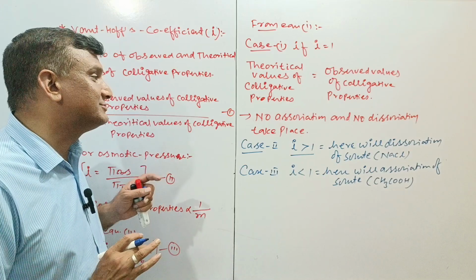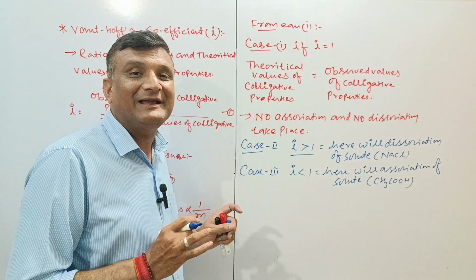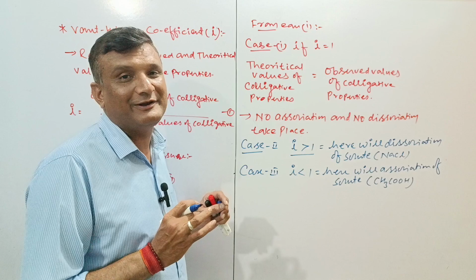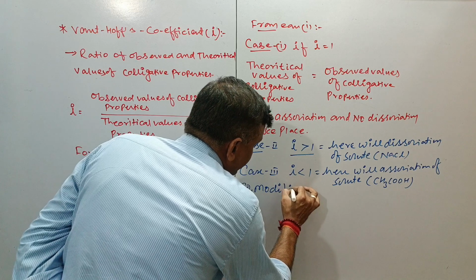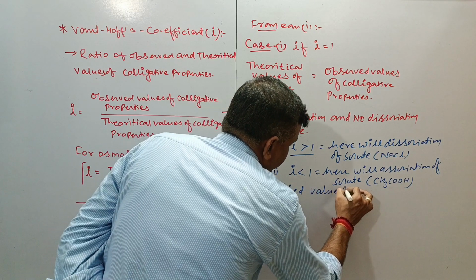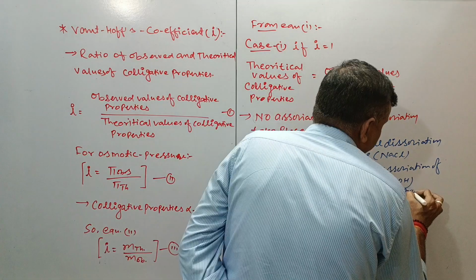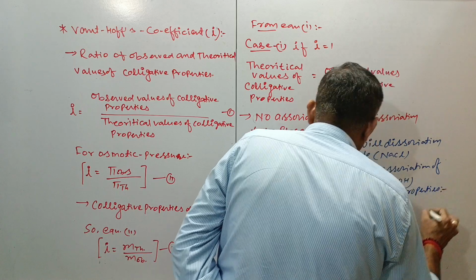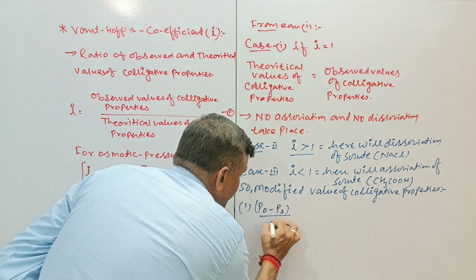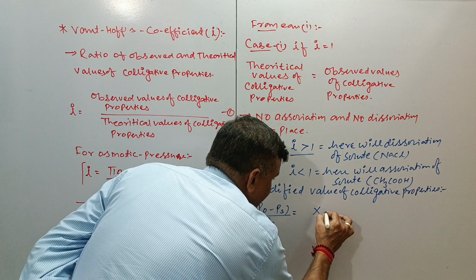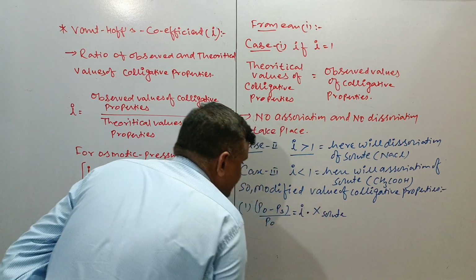नाउ मॉडिफाइड वैल्यूज, जब हमने वेंट हॉफ कोफिशिएंट यूज कर लिया तो उस एरर को दूर करने के लिए हम जब इनको मल्टीप्लाई करेंगे तो आपके पास में मॉडिफाइड वैल्यूज ऑफ कॉलिगेटिव प्रॉपर्टी होंगी. So modified values of colligative properties will be as follows. First is your P naught minus PS upon P naught, relative lowering of vapor pressure. This is the X solute और इसको मल्टीप्लाई कर देंगे हम पर्टिकुलर i से वेंट हॉफ कोफिशिएंट से.